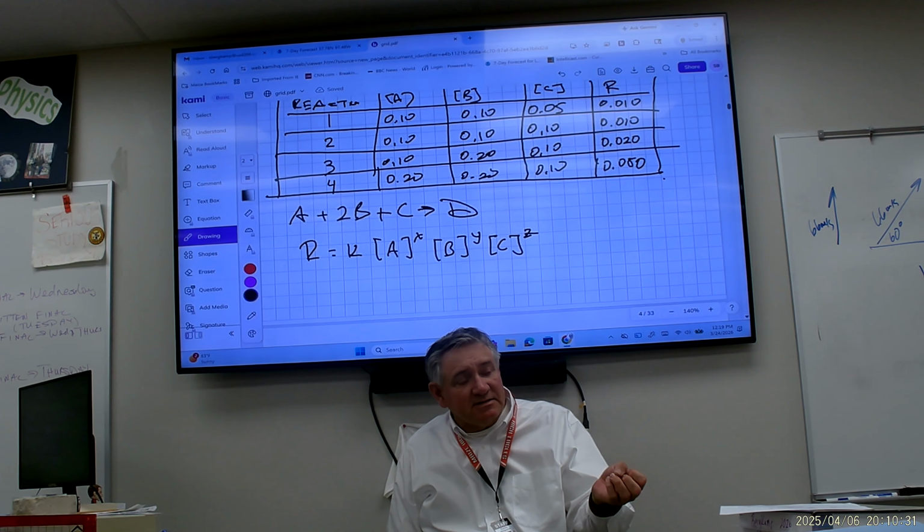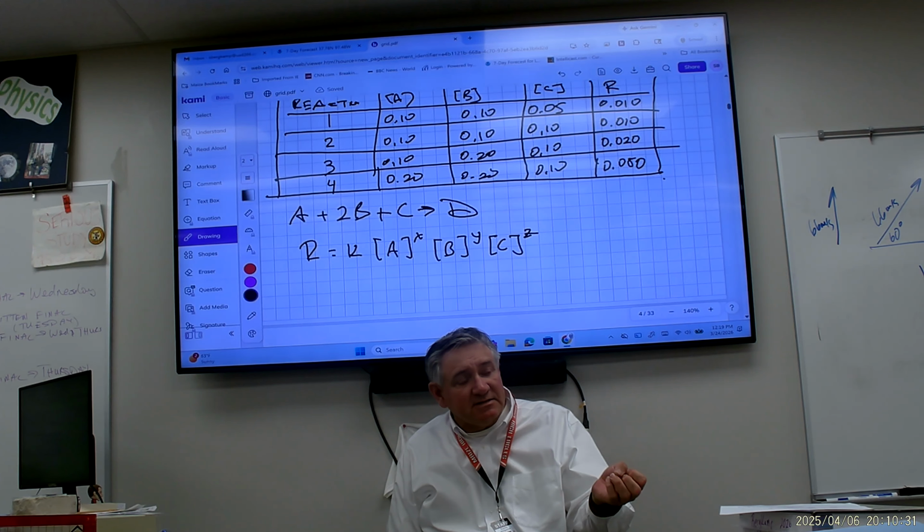Here's how this was actually set up. We ran different reactions. Let me explain, and you're going to do a lab like this with iodine. You're going to run a reaction, and you say, okay, we're going to let the concentration of A be 0.1, the concentration of B be 0.1, and the concentration of C be 0.05. We ran this reaction, and we measured the rate of the reaction, and we determined the rate to be 0.010.